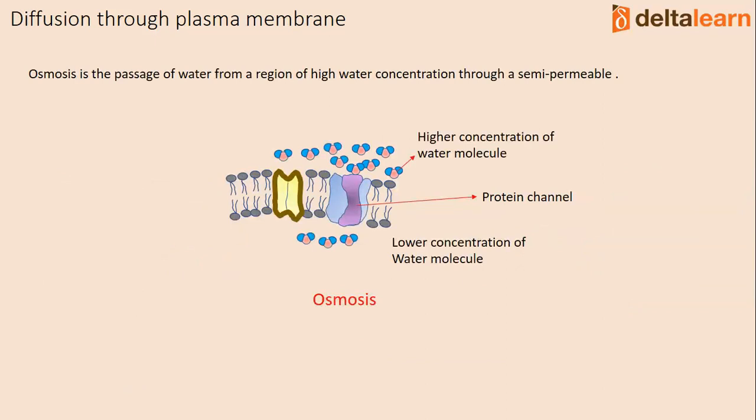If water, which is a solvent, moves through a semi-permeable membrane into a region of higher solute concentration, like salt, it is called osmosis. Osmosis is the net movement of solvent into a region of high solute concentration through a semi-permeable membrane.